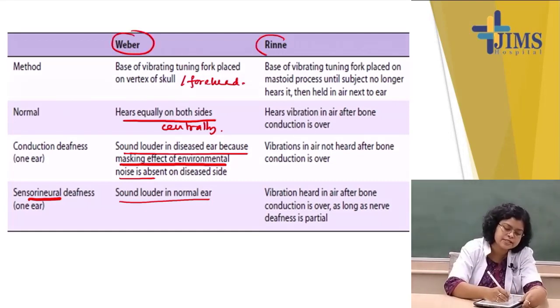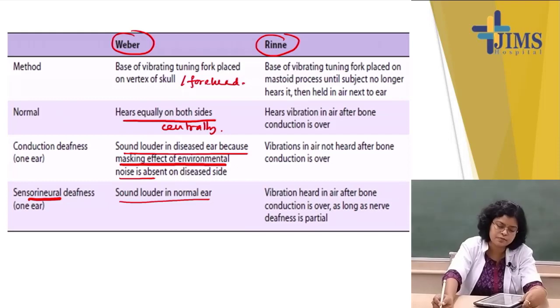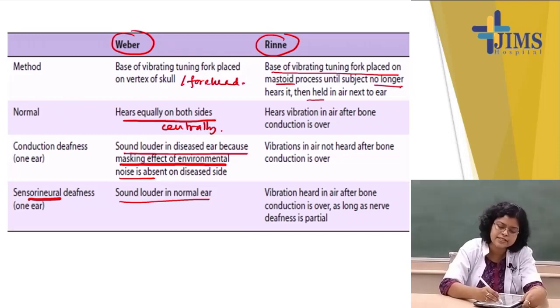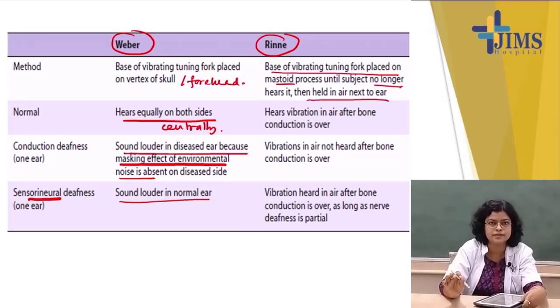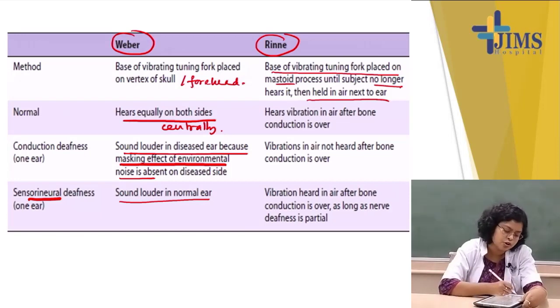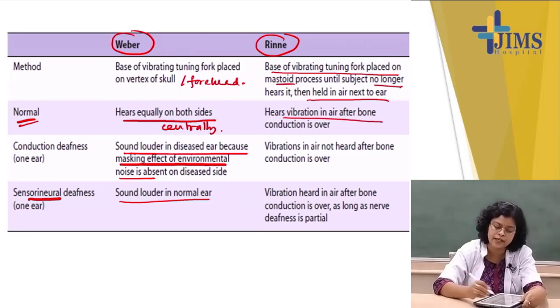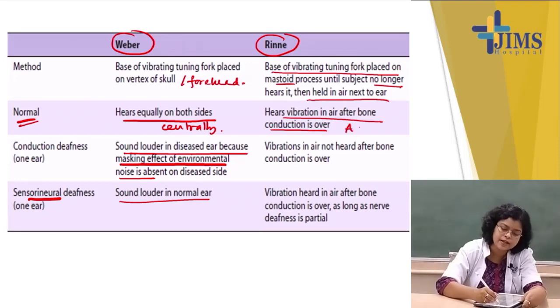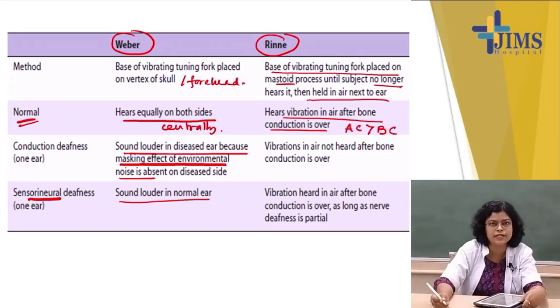Now Rinne's test. In Rinne's test, what is the procedure? The base of the vibrating tuning fork is placed over the mastoid process of the subject, and when the subject no longer hears it, then it is held in air next to the ear to test air conduction. What will be the normal finding? Normally, the subject will hear the vibration in air after bone conduction is over. So normally air conduction is more than bone conduction.